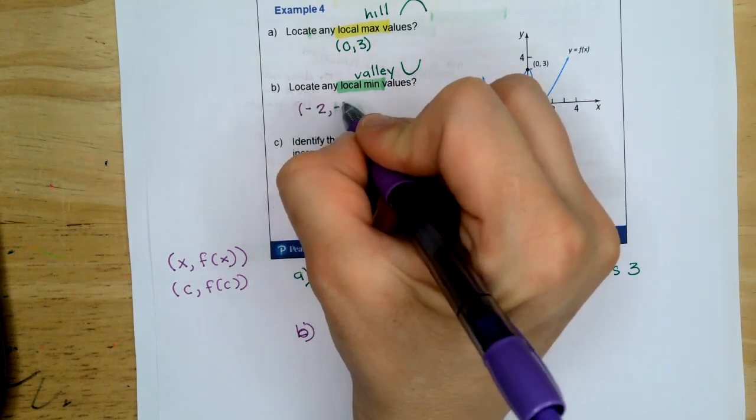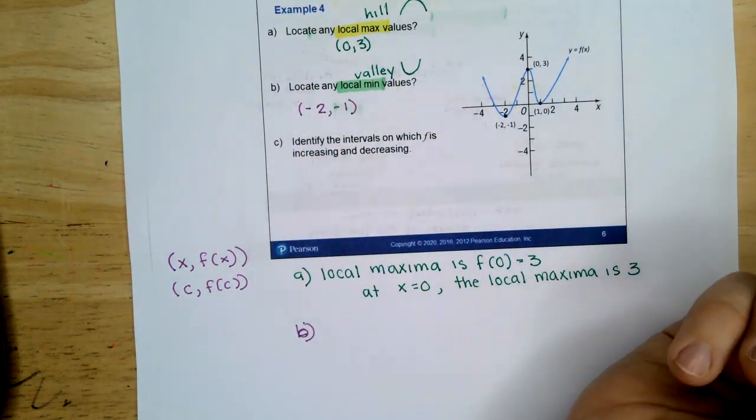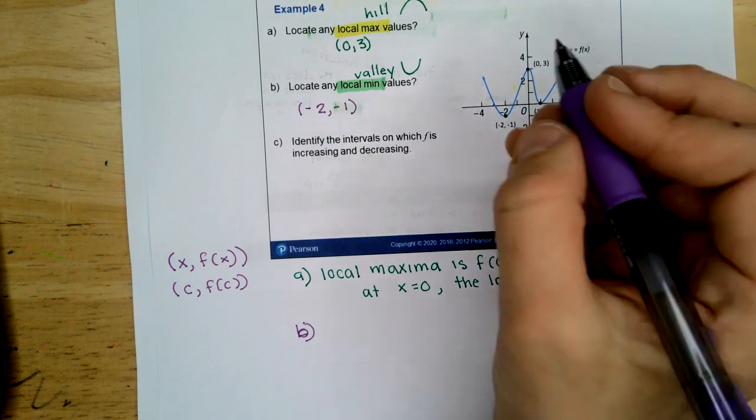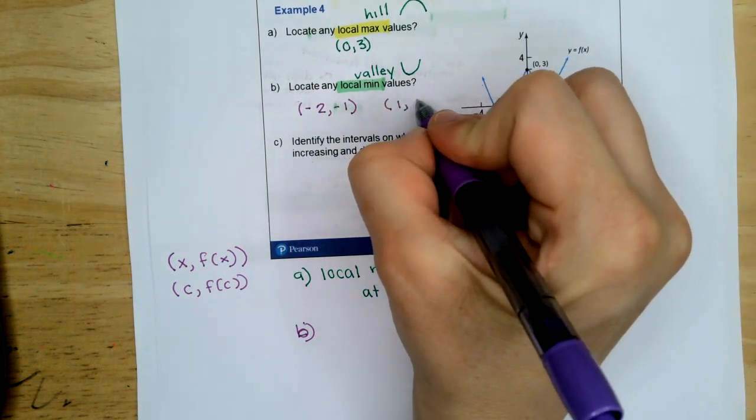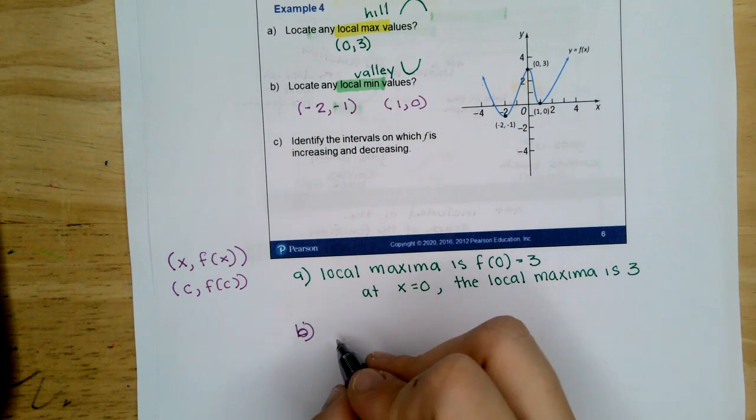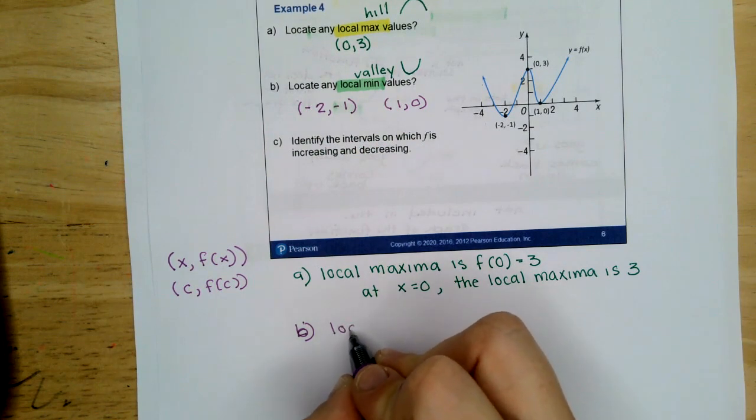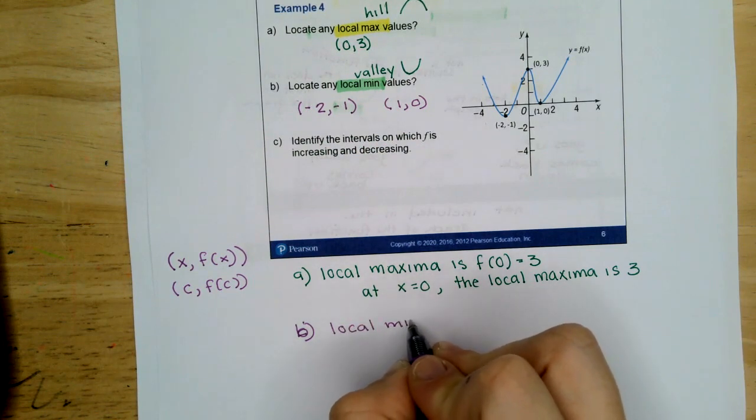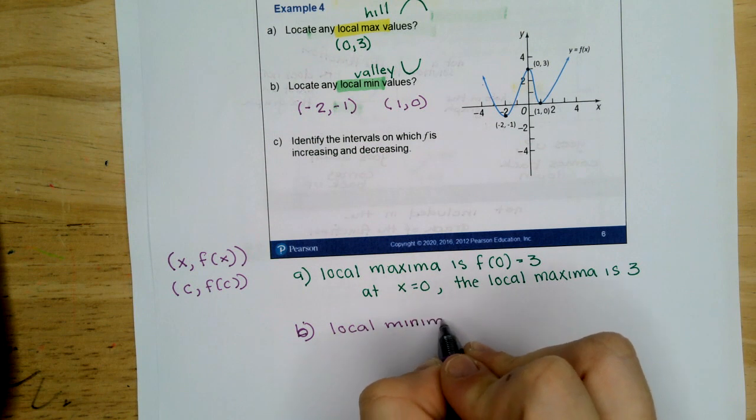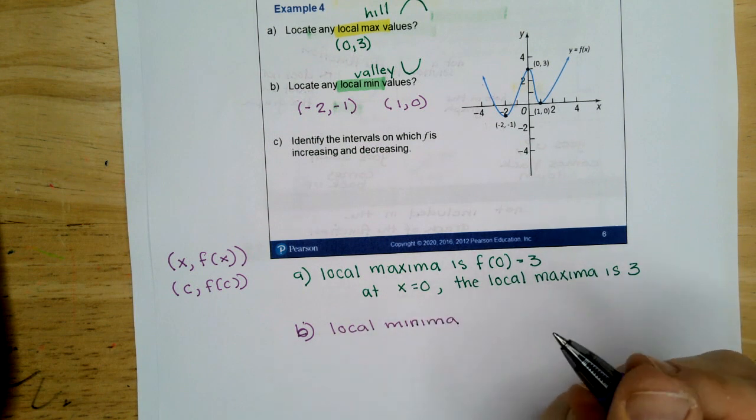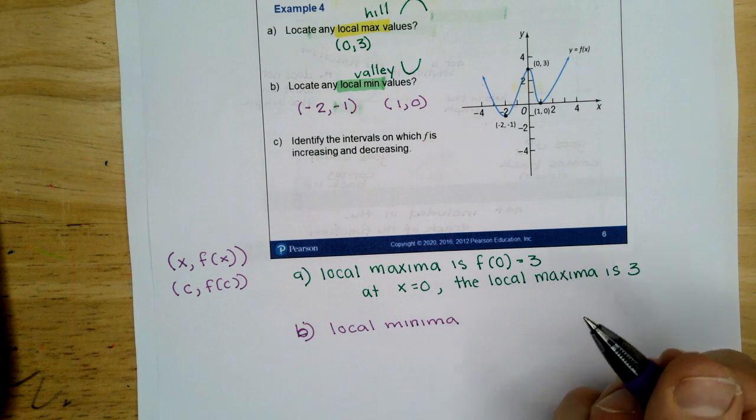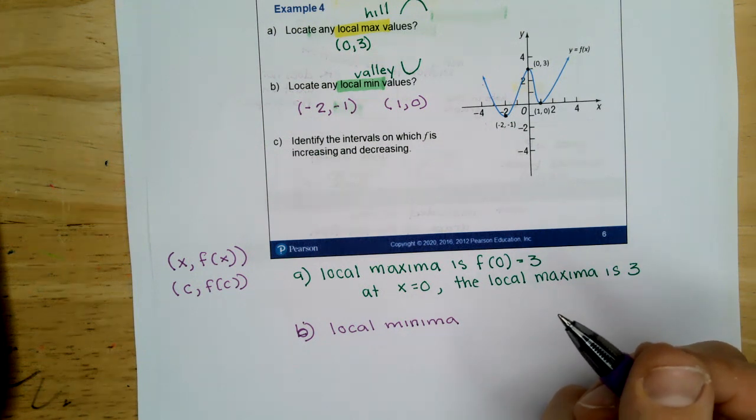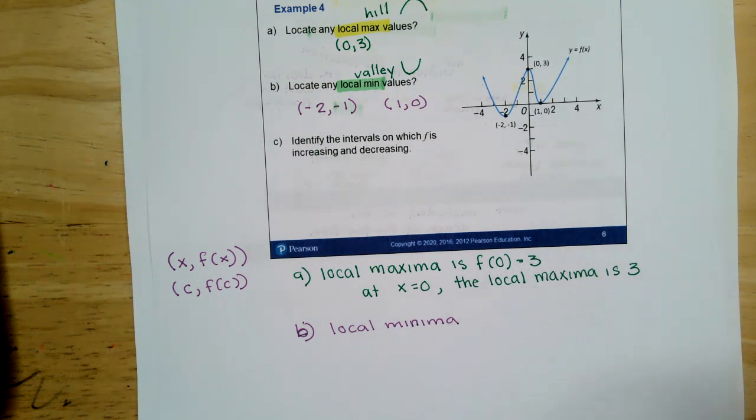-2, -1, and 1, 0. Those are both local minimum values. So local minima, I think. Local minima. No, local maxima. Local minima, okay.